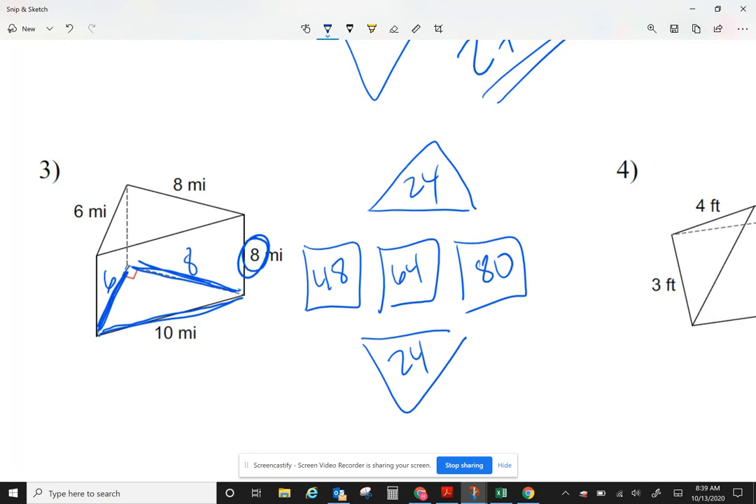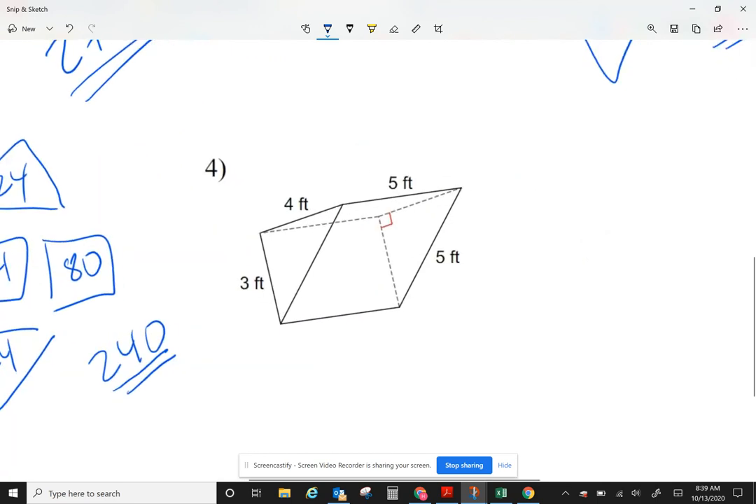Now, I'm just going to add everything. I'm going to add the bases, 24 plus 24. I'm going to add the bases first, and I'm going to go plus 48 plus 64 plus 80. And my result happens to be 240. Once again, if I have a decimal, round it to the nearest tenth, which means 1 decimal place if necessary. Let's take a look at question number 4.